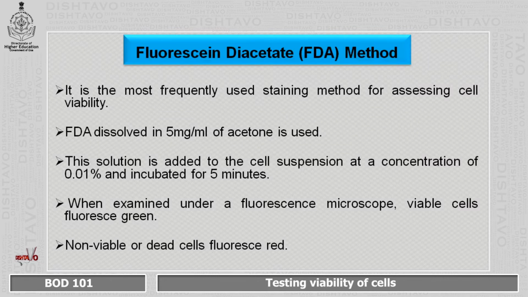Next is the fluorescein diacetate method, also known as the FDA method. It is the most frequently used staining method for assessing cell viability. FDA dissolved in 5 mg per ml of acetone is used. This solution is added to the cell suspension at a concentration of 0.01% and incubated for 5 minutes. When examined under a fluorescence microscope, viable cells fluoresce green. Non-viable or dead cells fluoresce red.